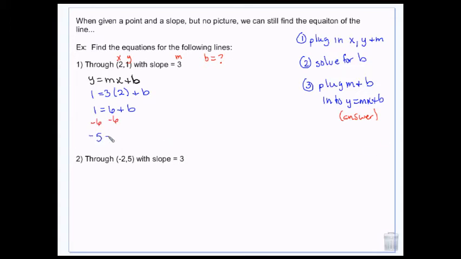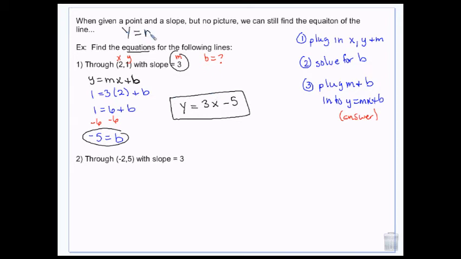Okay, where did I lose you? Where did I lose you? Okay. I found b, so now I can give me the equation. Here's m, here's b, okay, so 3x minus 5.